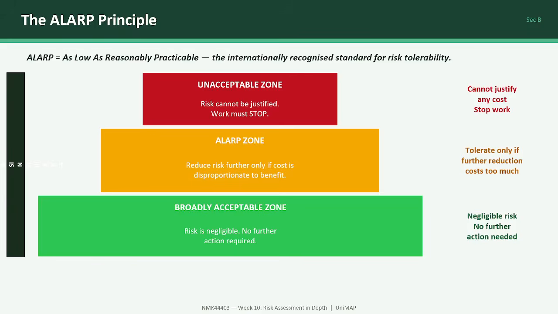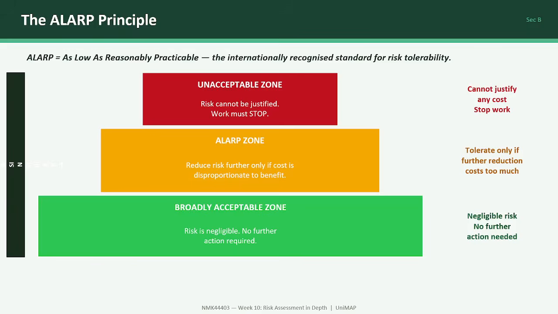At the bottom, the broadly acceptable zone. Risk here is so low that it requires no further action. Most everyday workplace activities, office work, walking through a corridor, using a computer, fall here. The risk exists, but it is negligible and requires no specific control beyond normal good practice.